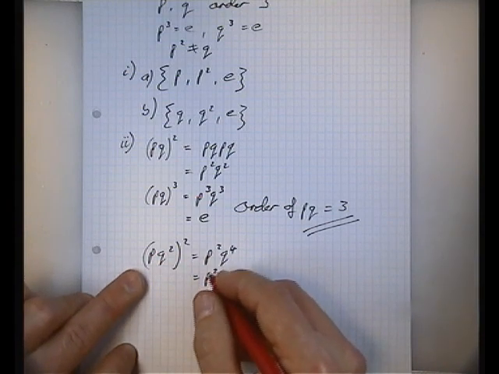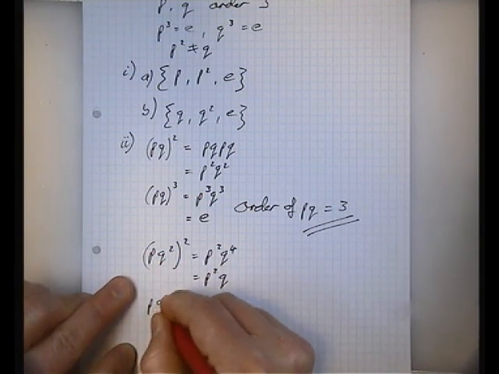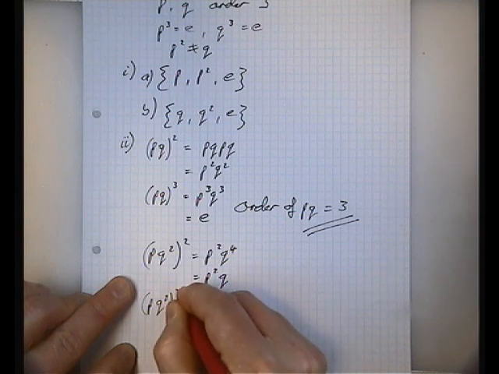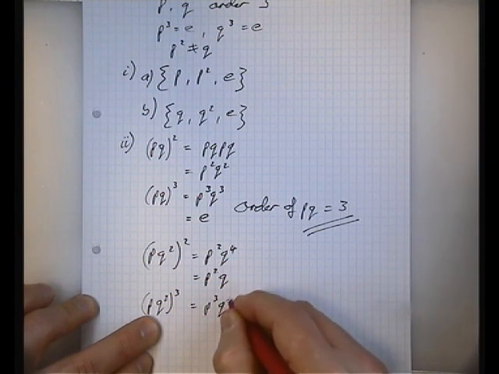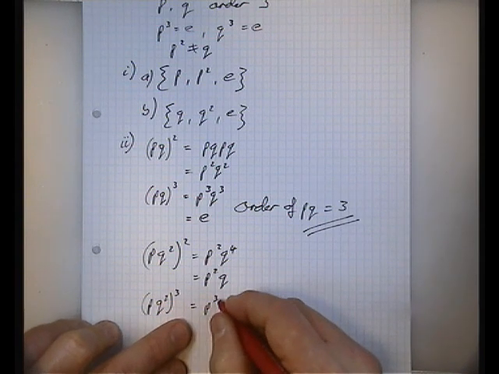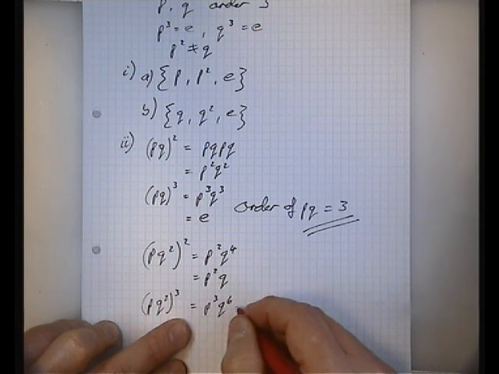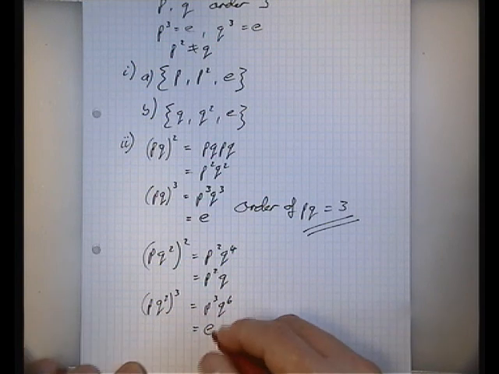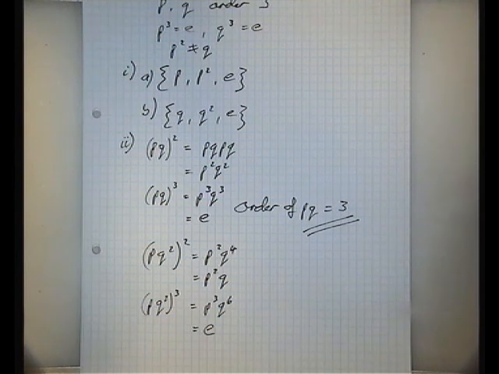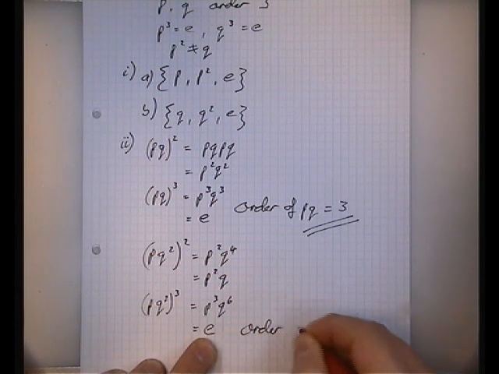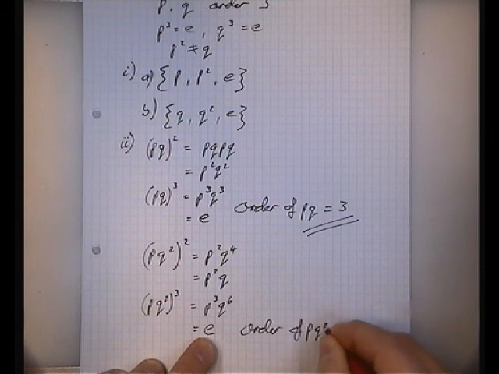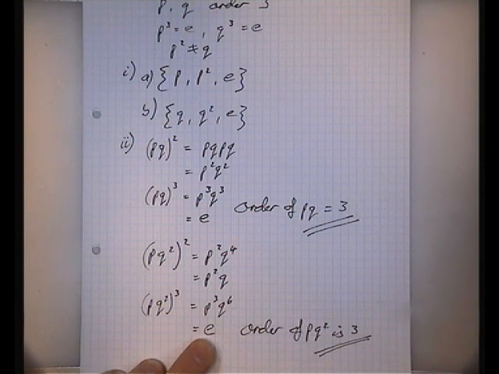Now, square that again, or cube that, we get p cubed and q to the 6. P cubed is e, q to the 6 is e squared, so all of this just becomes e again. So we now know that the order of p q squared is 3, just like the other one.